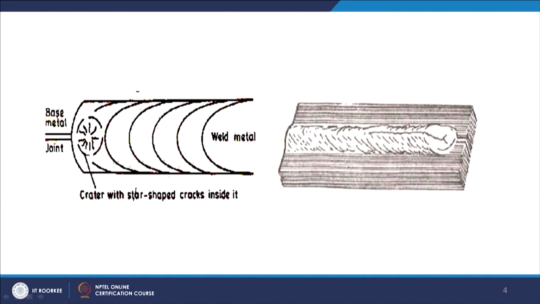They are usually star shaped and progress only up to the edge of the crater. They are also known as paw cracks. This is a typical example of a crater crack: you can see the star shaped cracks inside the crater position. They are known as paw cracks because they resemble the paw of a bird.